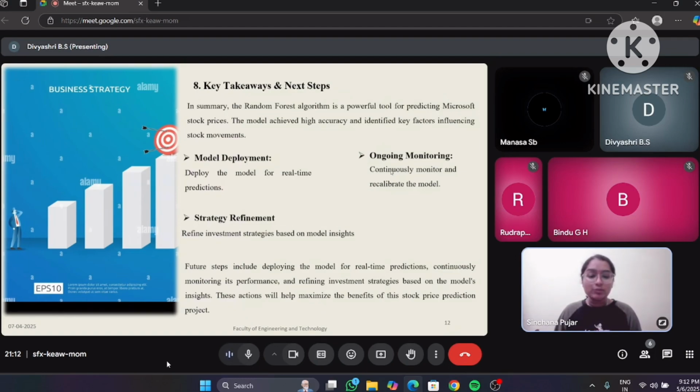Future steps include deploying the model for real-time predictions, continuously monitoring its performance and refining investment strategies based on the model's insights. This action will help maximize the benefits of the stock price prediction project.